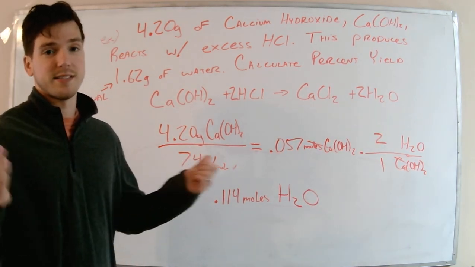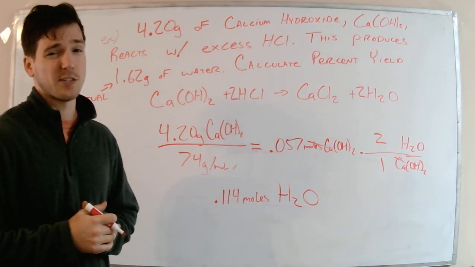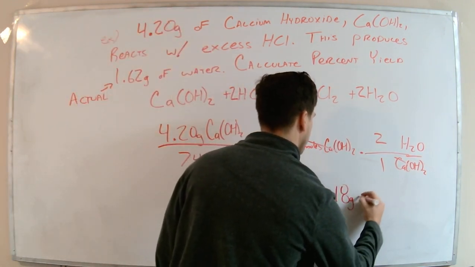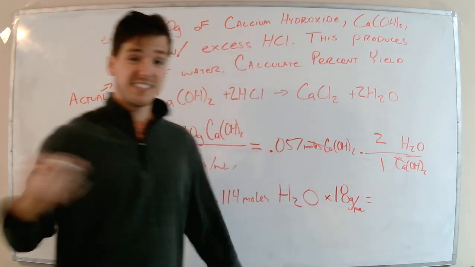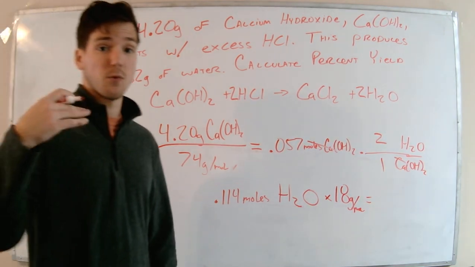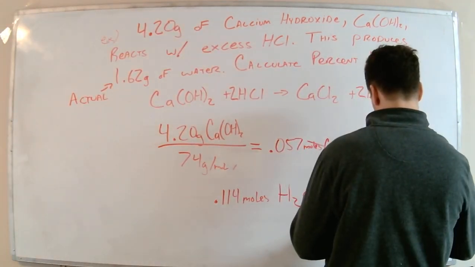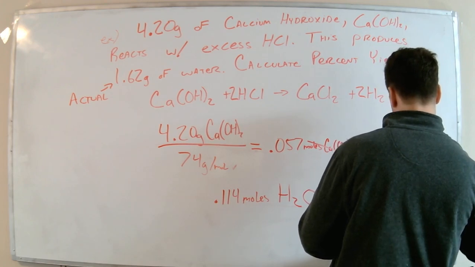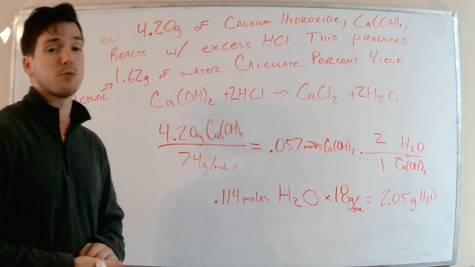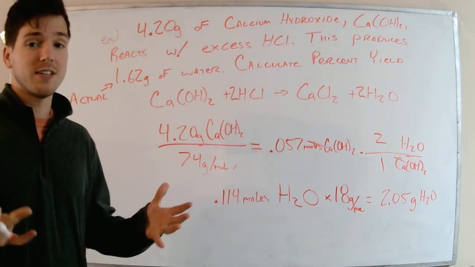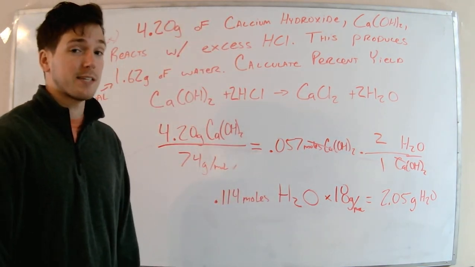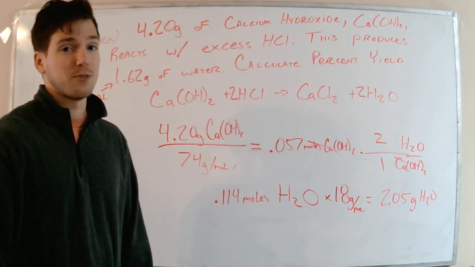Moles are nice, but can't help me now. I've got to get to grams, right? So let's multiply by the molar mass of water, which we should have in our brains as 18. So 0.114 times 18 gives us a theoretical 2.05 grams of H2O. And again, that is our theoretical because that's what we got from stoichiometry. If conditions were perfect, that's how much water we would produce from this reaction. But reactions or situations aren't always perfect.